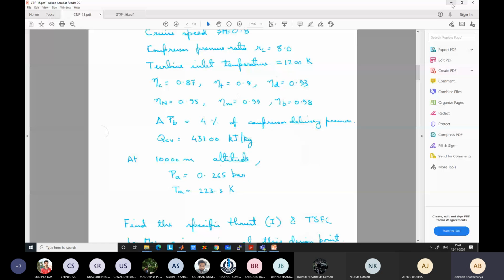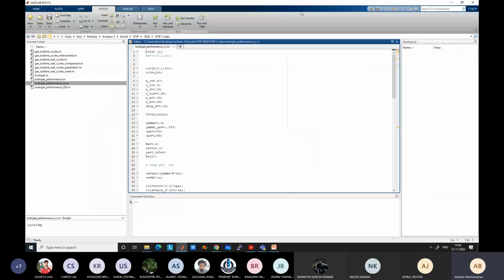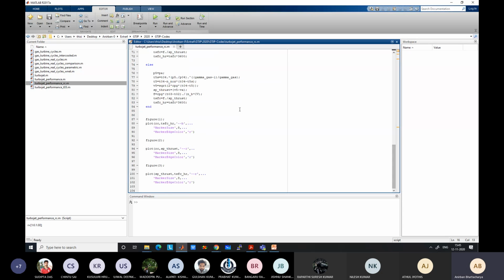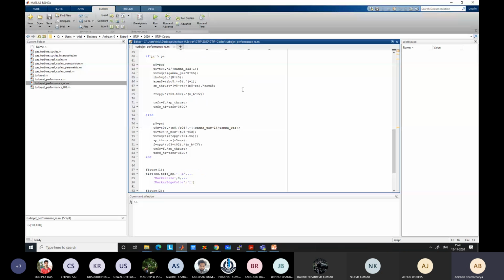If you keep everything the same but vary this compressor pressure ratio, here I have varied it from 5 to 30 in steps of 0.1. You can try on your own, like you have already done a similar case, keeping the turbine inlet temperature T03 the same and all the other parameters the same. Now for each of these RC, we should be able to get a value of thrust specific fuel consumption and a value of specific thrust.